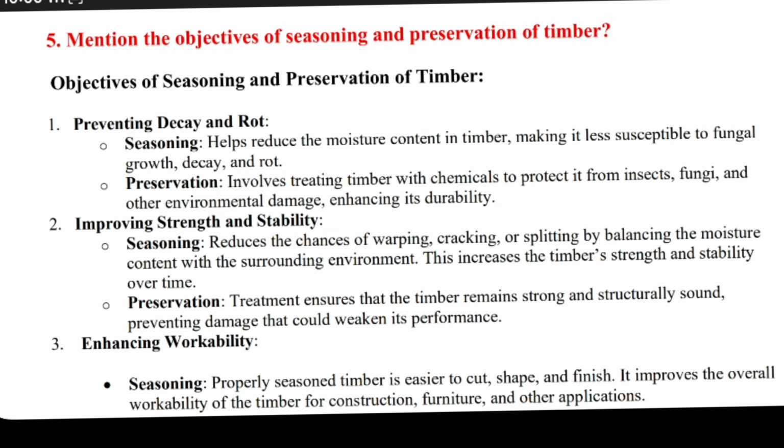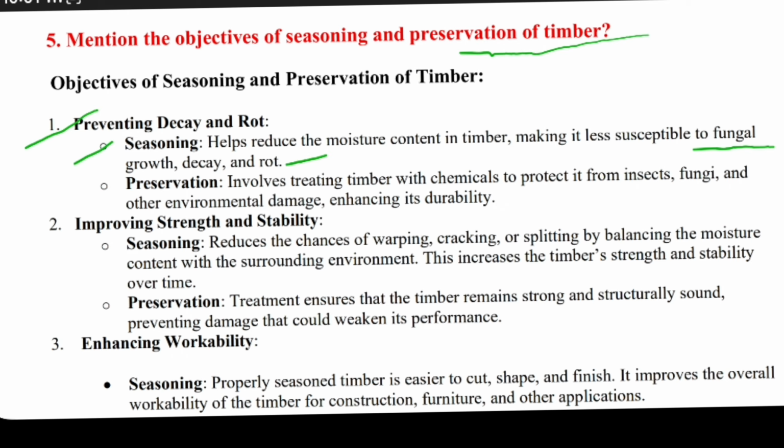Next: mention the objectives of seasoning and preservation of timber. The first objective of preservation is preventing decay and rot. Why does it happen? When timber has moisture content, fungus forms on the surface and starts growing, which we call decay and rot.